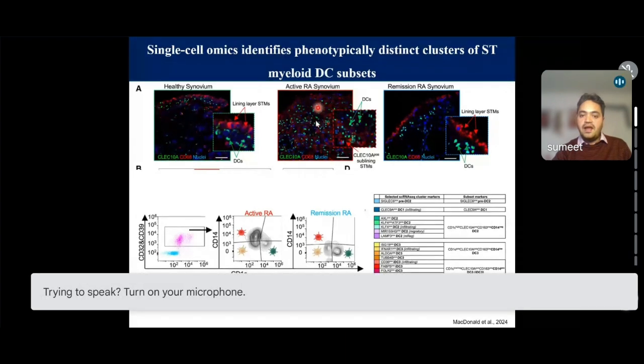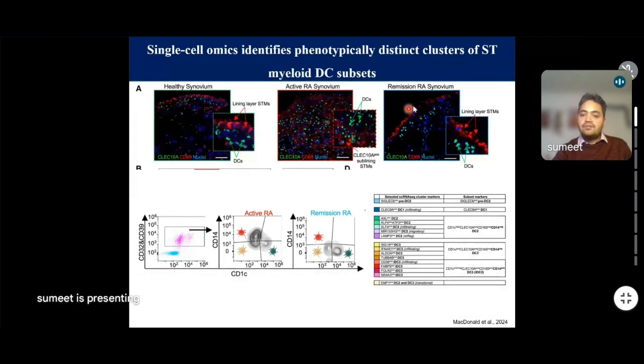Now, once these patients are treated with some drugs, they are in remission, meaning they don't have active disease as long as they are taking the drug. In the remission phase, you again have this very nice lining of the red cells. Then you have the green cells, which are your dendritic cells, but they are much fewer in number in comparison to the active RA.